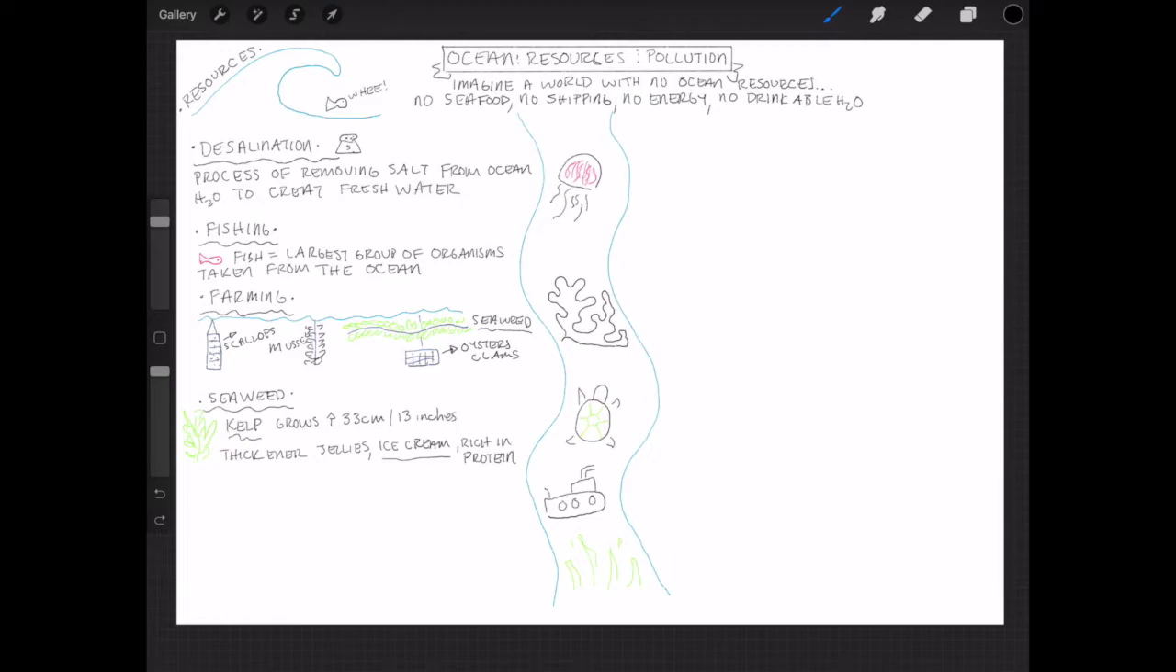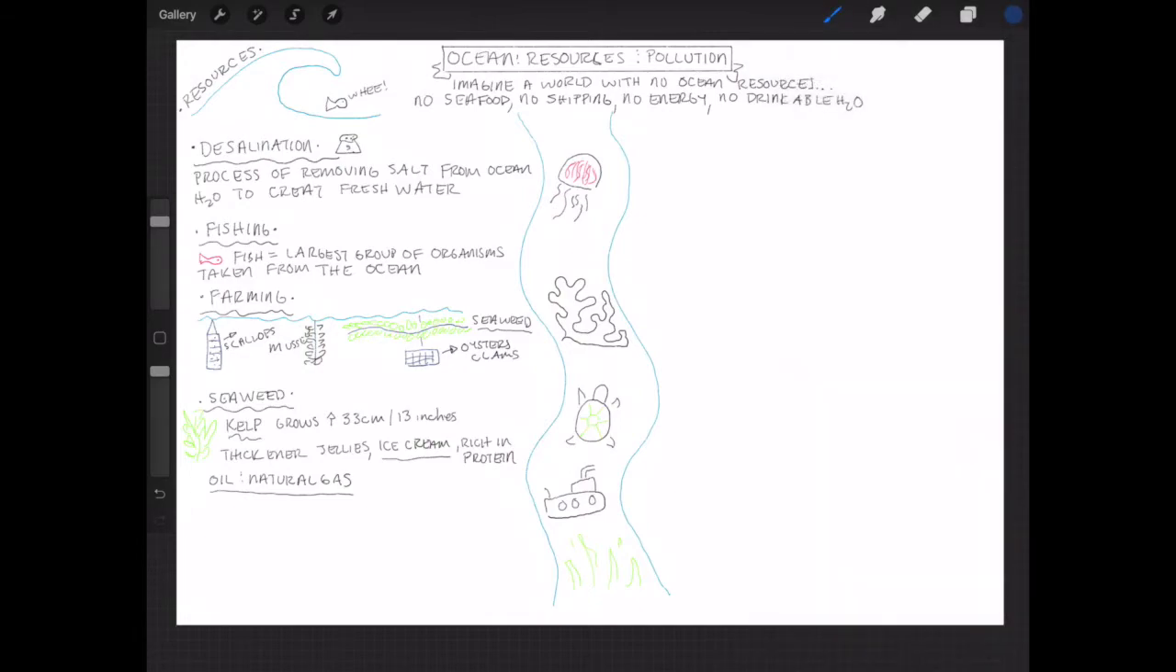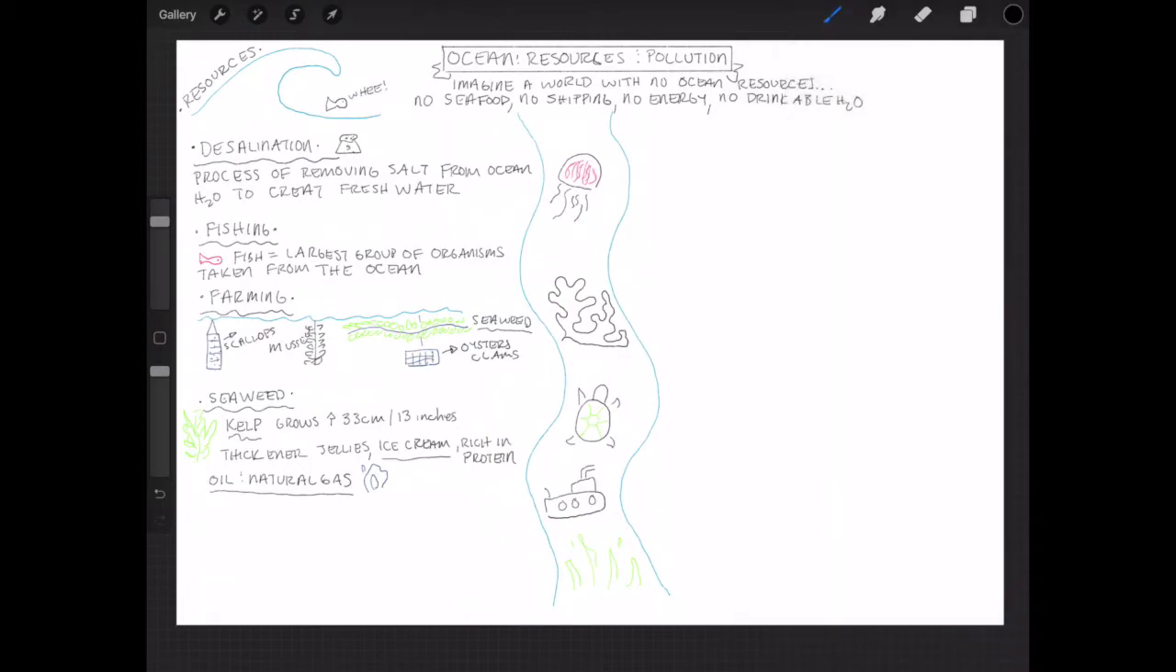Another resource we can get from the ocean is oil and natural gas. But it's important for us to know that these are both non-renewable. What do we do with the natural gas? Usually it's in a blue flame. That is a flame, okay? Those are non-renewable resources that we can get from the ocean.